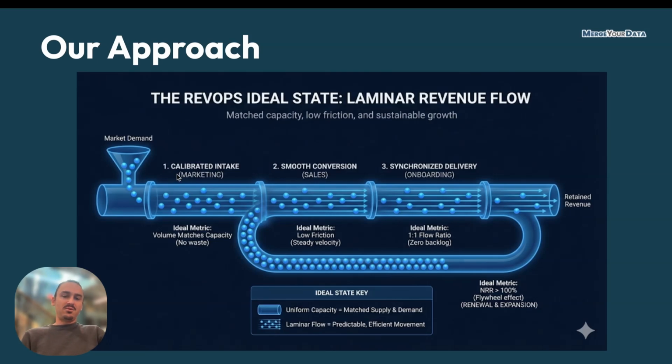How we think of it is you have your market demand, your fluid coming in. You have the calibrated intake from marketing. Obviously you want quality input. You don't want to put bad gasoline in an engine, right? So we want to make sure that the flow is correct and the quality of what's coming in is correct. After that, we have a smooth conversion. At any conversion points, we want to make sure that the friction is correct and that the conversion rates are what we want from stage to stage. If they're too high or too low, it indicates a problem.